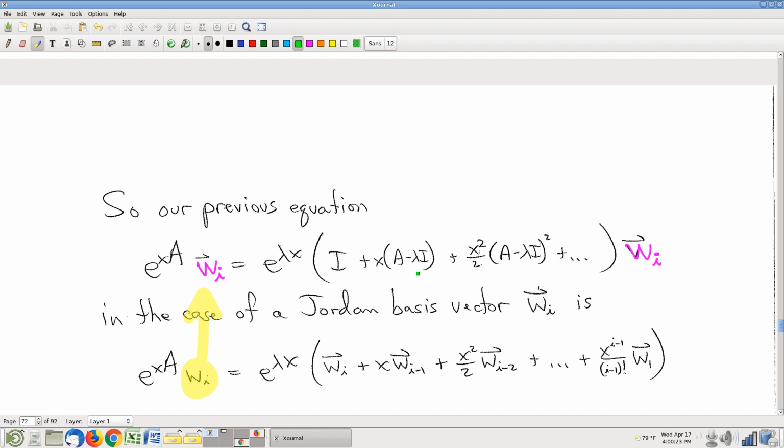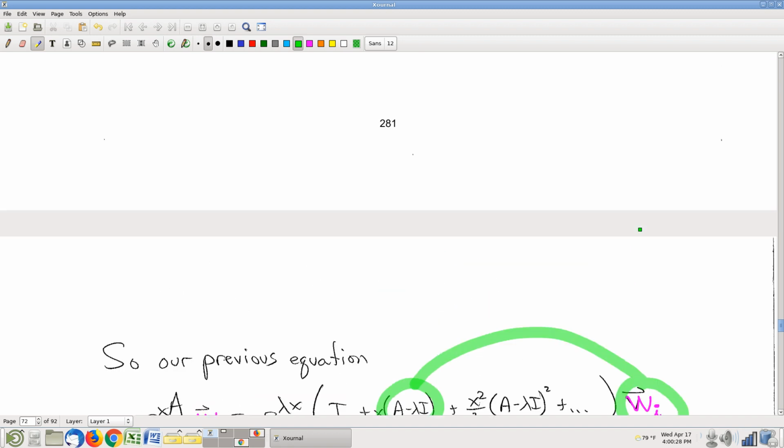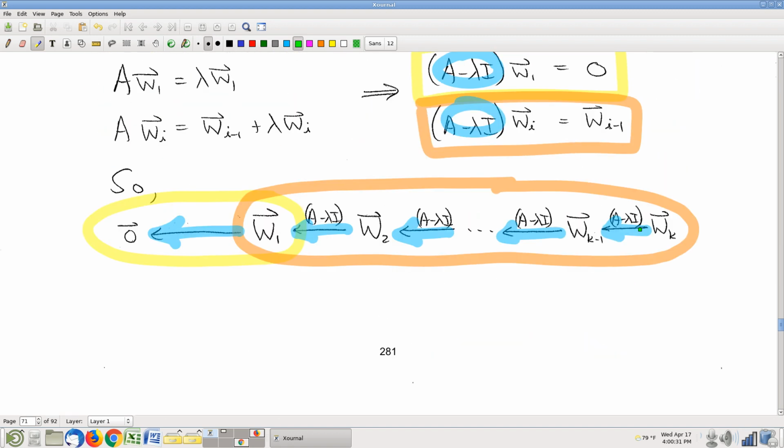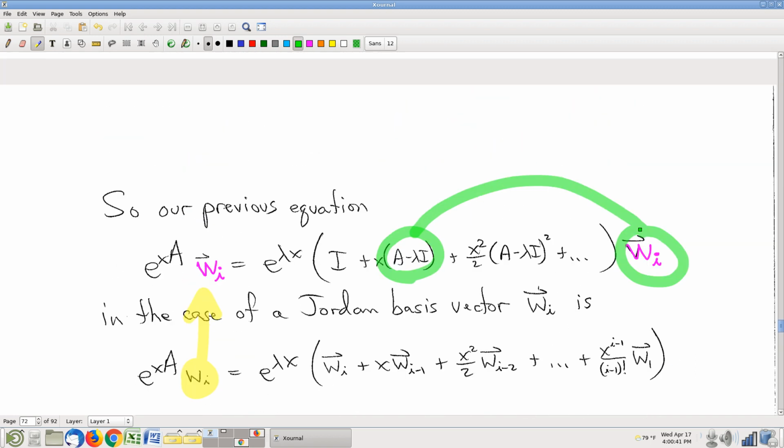Okay, wait a second. What does A minus lambda I do to w_i? A minus lambda I takes whichever Jordan basis vector you're looking at, and it simply turns it into the previous Jordan basis vector. So A minus lambda I times w_i gives you w_(i-1). And of course this factor of x here comes along for the ride. Everybody see what happened there?